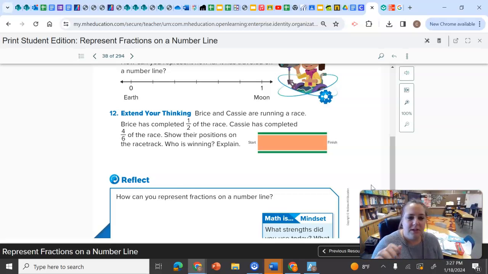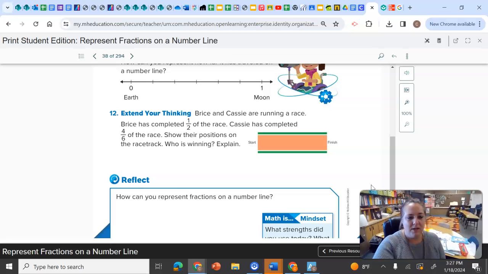Reflect is optional as always. It says, how can you represent fractions on a number line?